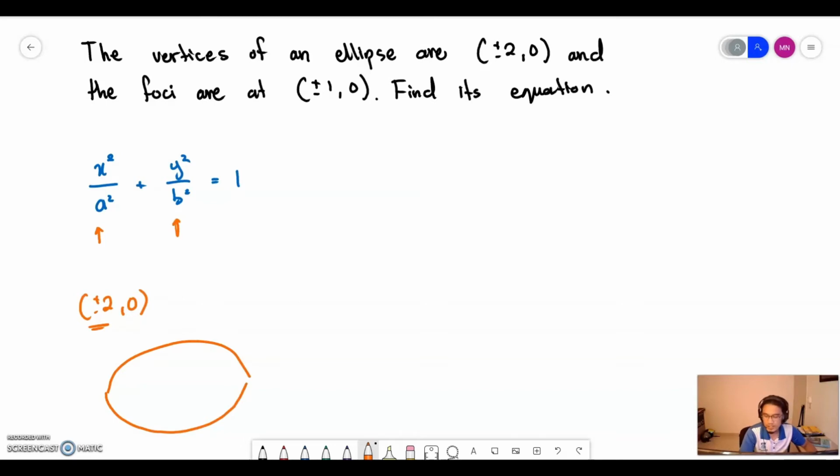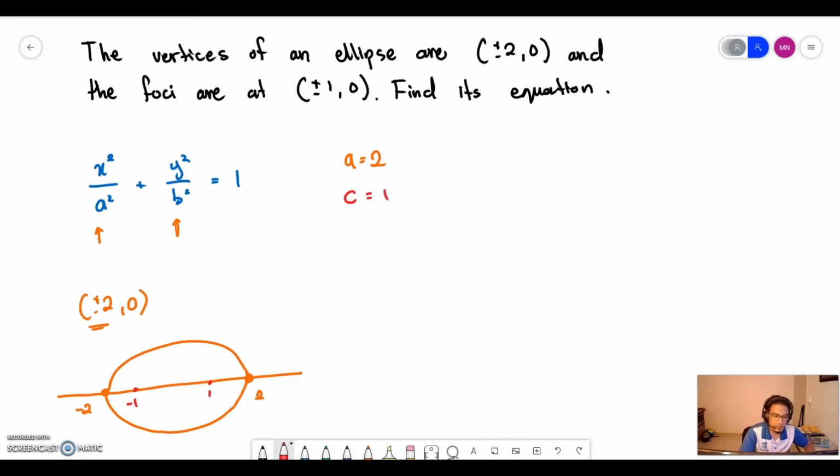So that means this question mentioned the major vertices. Given it will be at negative 2 and positive 2, we know our ellipse is a horizontal ellipse. So this 2 actually means the value of a. So we have a equal to 2. And the foci, which will also be on the major axis, are at position 1 and negative 1. So we have c equal to 1.